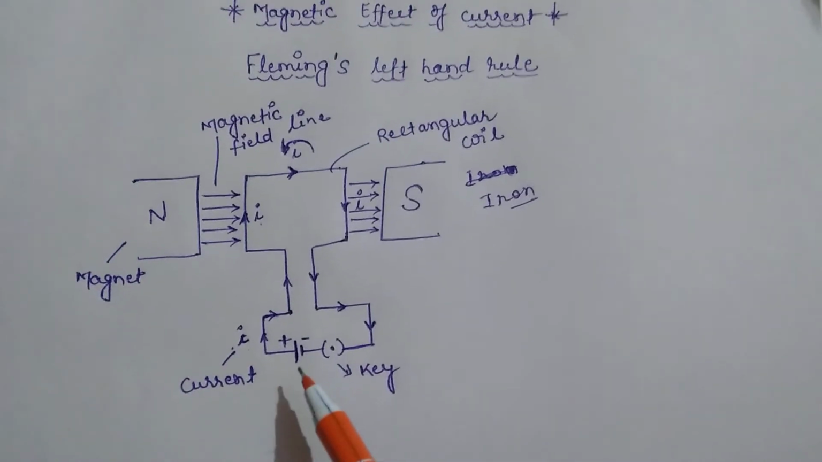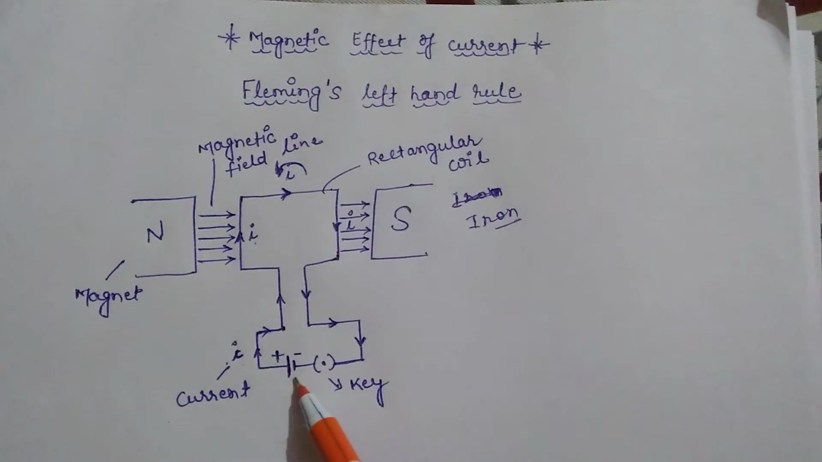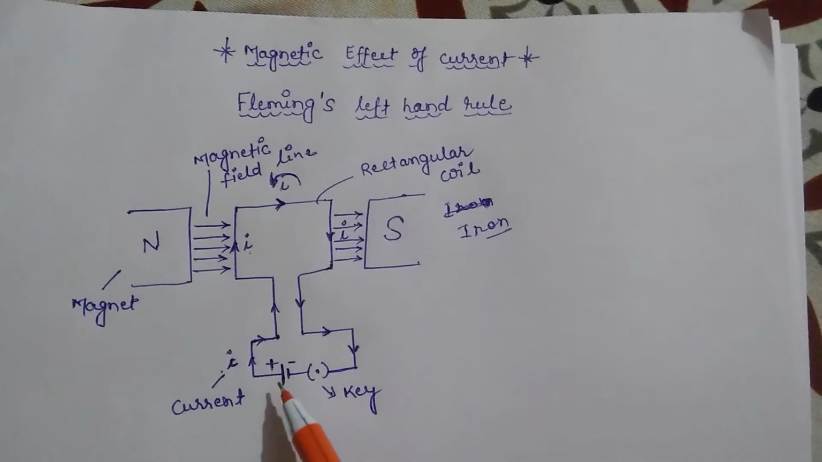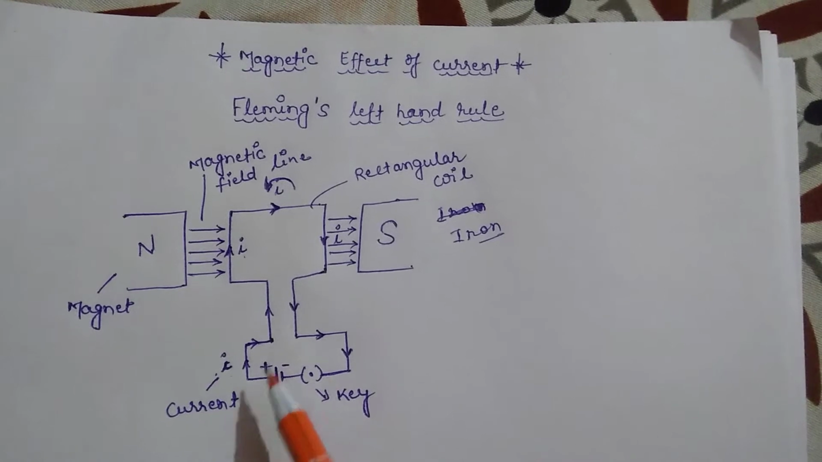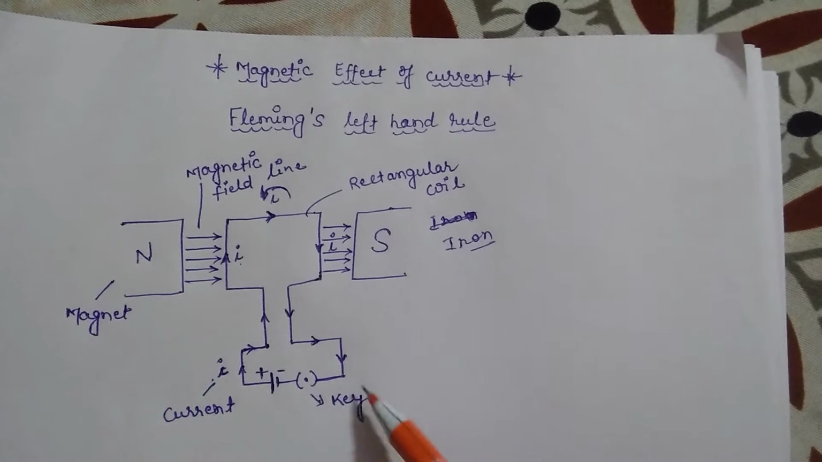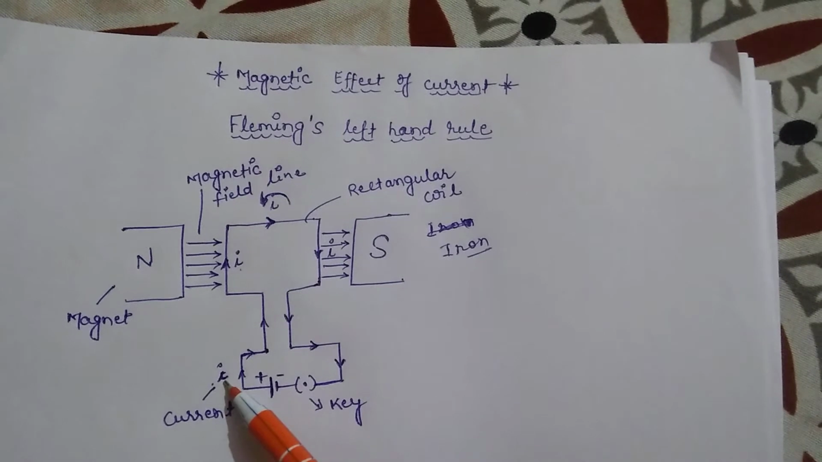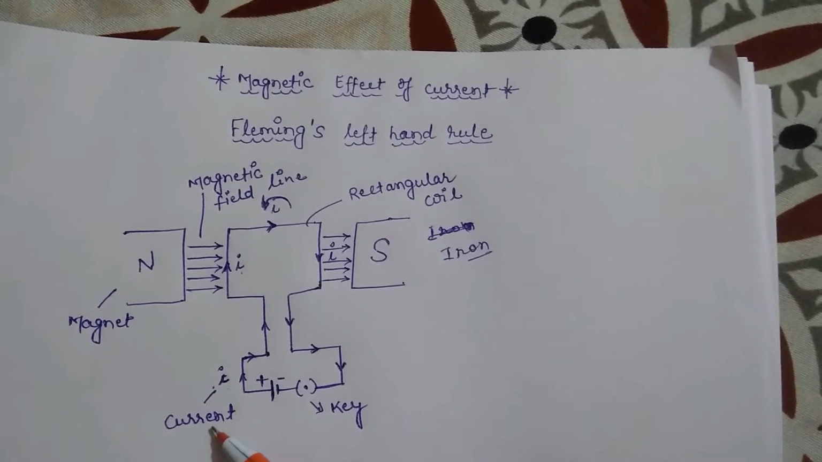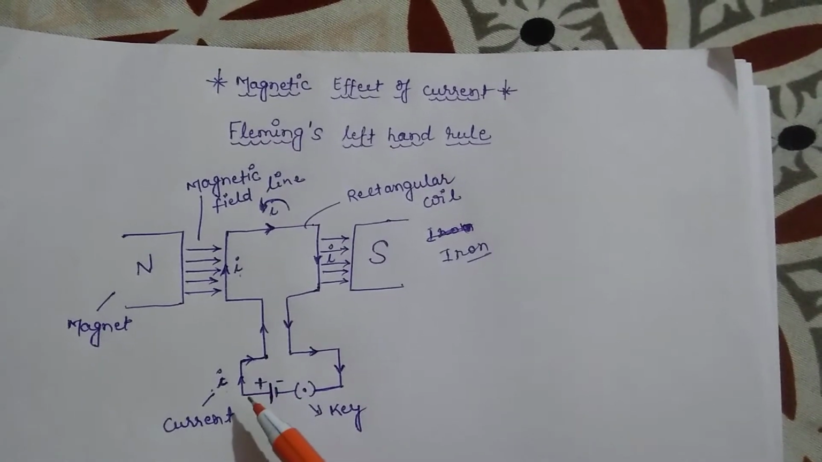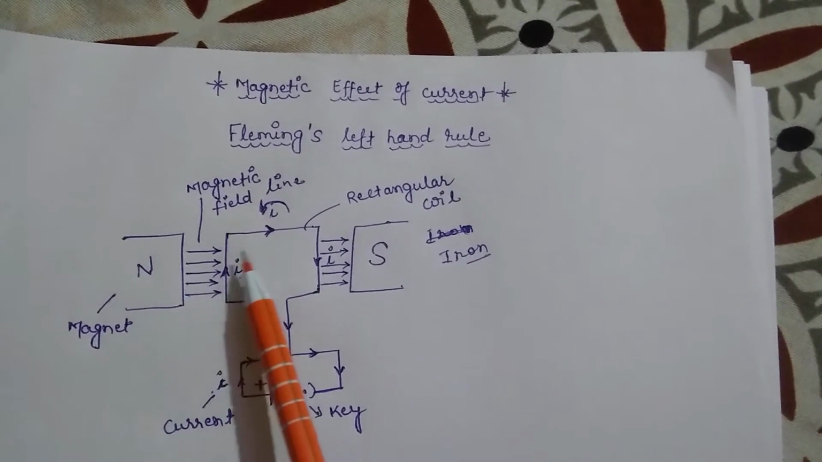I have taken one battery or cell, you can call it a cell because of the symbol. This cell is providing electricity to the rectangular coil. This one is the key, meaning the switch. I have written I for current, so I am supplying current from this cell. And the magnetic field lines are going from north to south.